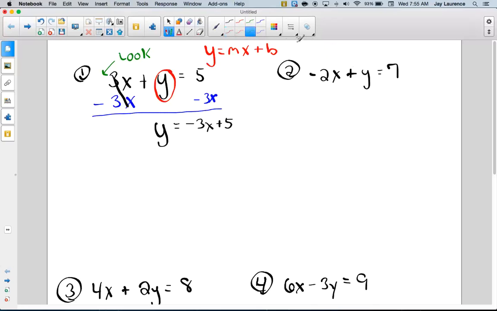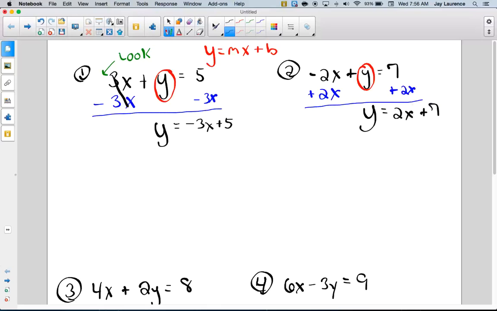Okay, problem number 2. Same thing. I circle that y. Where do I look? Do I look here? No! I look here. And I see a negative. So I'm going to add 2x to both sides. If I subtract 2x, they won't cancel out. No, of course not. That would be silly. Negative 2x and negative 2x is negative 4x. All right, so y is going to equal 2x plus 7.